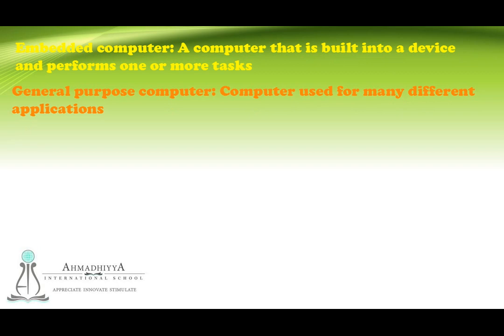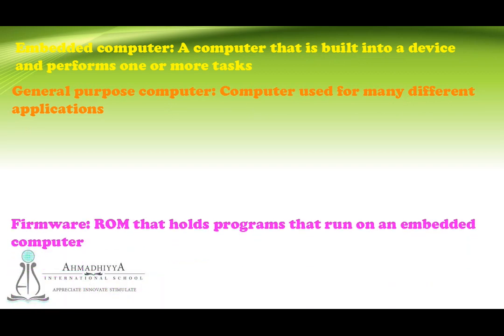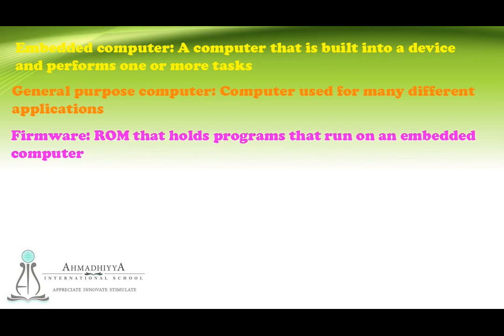The next one is the general purpose computer. These general purpose computers are used for many different applications. Examples of general purpose computers are desktop PCs, laptops, tablets and smartphones. Usually, RAM is used in the general purpose computer to hold the operating system, programs that are currently running, and the data that is being processed.